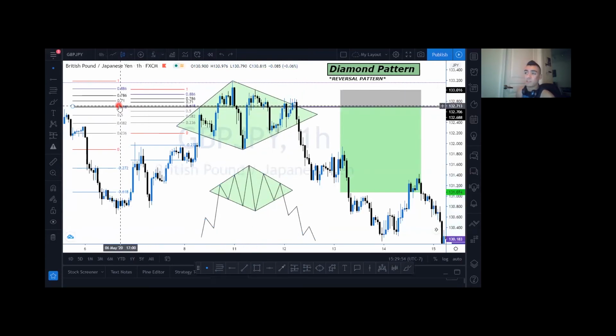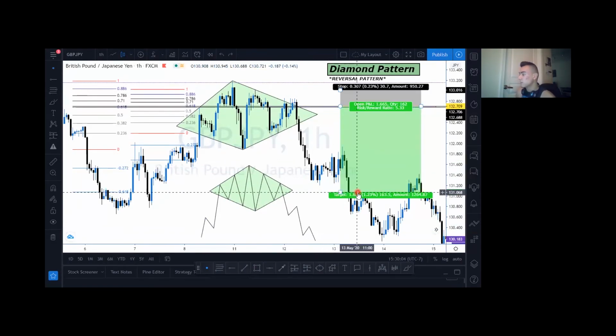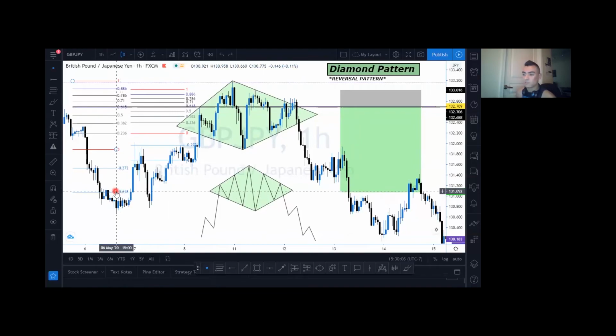So again, my entry would have been looking at the 0.618. I would have put a sell limit here, and then a stop loss up here. Again, had drawdown, but nonetheless, we still caught the move. And then we also see my take profit. I like to use the negative 0.618 and negative 0.272 levels, and I'm using the bigger fib because it is the overall move.